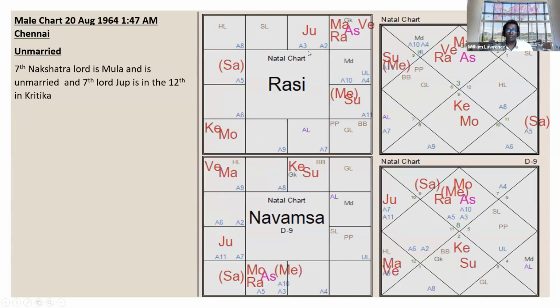Say this particular person. This is an unmarried person. Rasi wise, we know the 7th lord is in the 12th house. 7th house has Ketu. There is one thing more. The 7th house is ruled by Mula, and Ketu is in the 7th house itself, in Mula nakshatra. So you see, it's very important you understand the nakshatra, not just the nakshatra lord. You must see who rules the 7th. It's not Ketu, it is Mula.